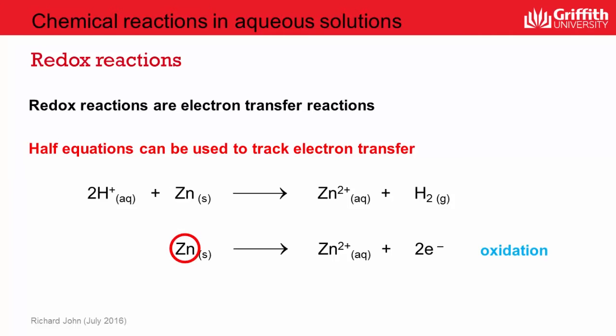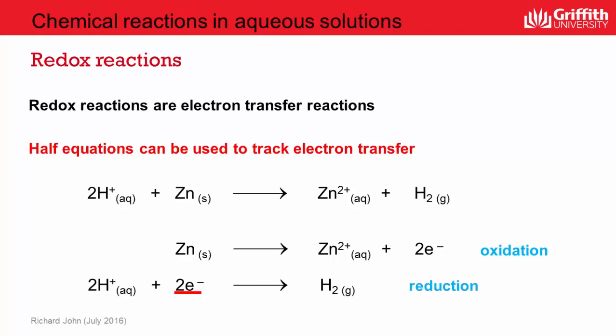What I want you to note in this half equation is that we've got 1 zinc on this side and 1 zinc on this side. We have 0 charge overall on this side, and we have a +2 charge associated with the zinc and a 2- charge associated with the electrons. So what we've actually got here is mass balance, 1 zinc on each side, and charge balance, net 0 charge on both sides. The zinc has lost 2 electrons to become the Zn2+ ion, and that's an oxidation process. And what we've written out here is the oxidation half equation for that process.